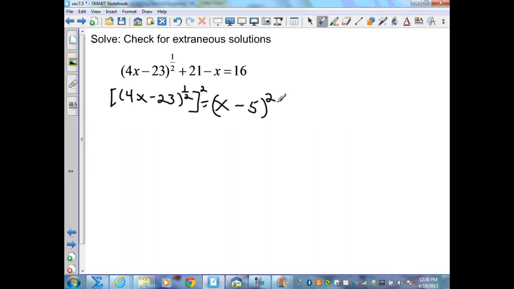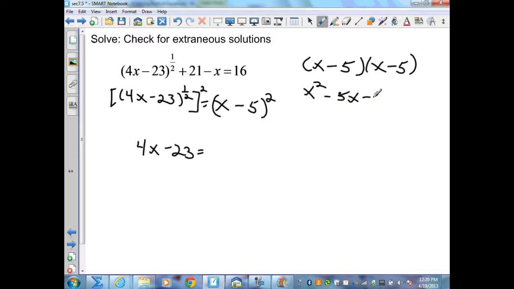When I do that on the left side, I'm going to get 4x minus 23. And on the right side, I need to break that into a product of its linear factors and FOIL. When I do that, I'm going to get x squared minus 5x minus 5x plus 25. I'll combine like terms and get x squared minus 10x plus 25. Since I have a quadratic, I'm going to set to 0. This is a positive coefficient of my biggest term degree.